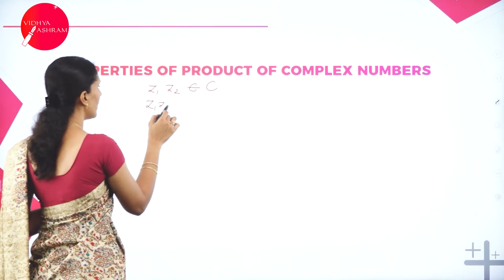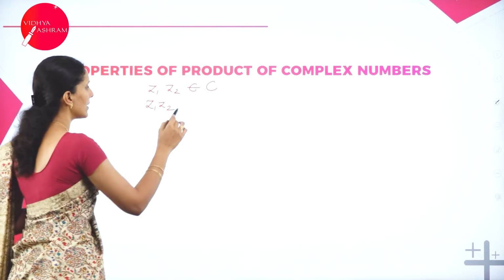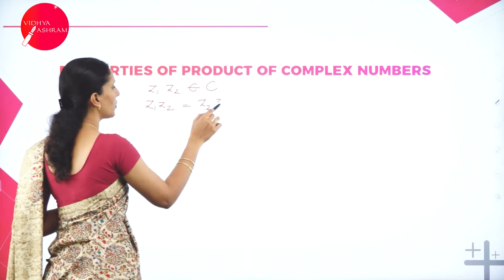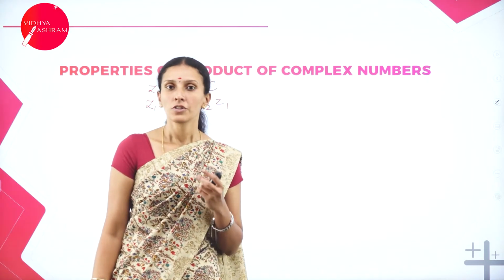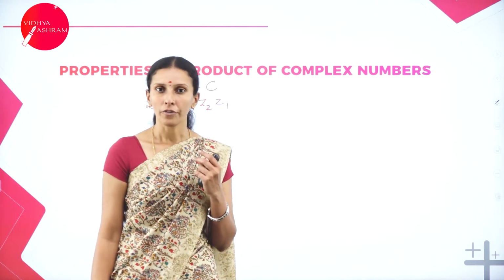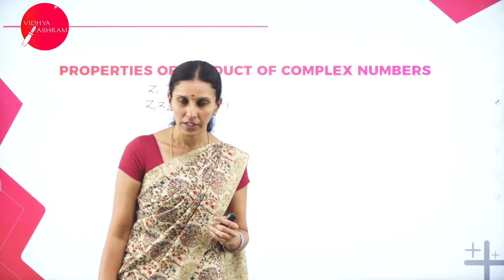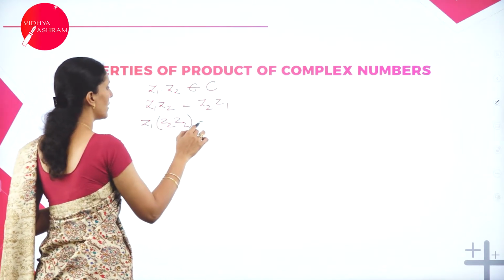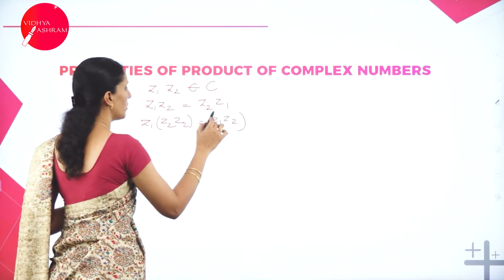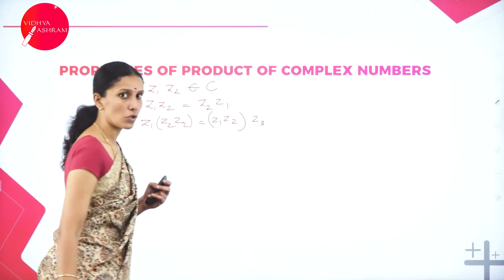Z1 into Z2 is equal to Z2 into Z1. You can verify it by taking examples also. So the commutative law for multiplication also holds. The associative law is also true here. Z1 into Z2 into Z3 is equal to Z1 into Z2 into Z3. So the associative law also holds.